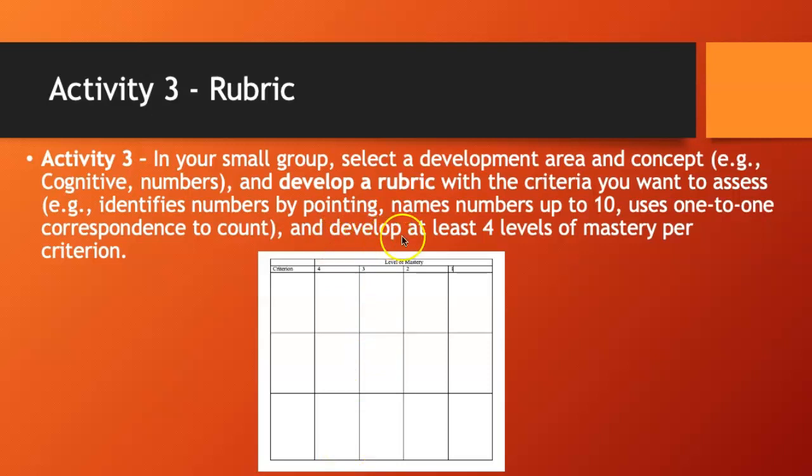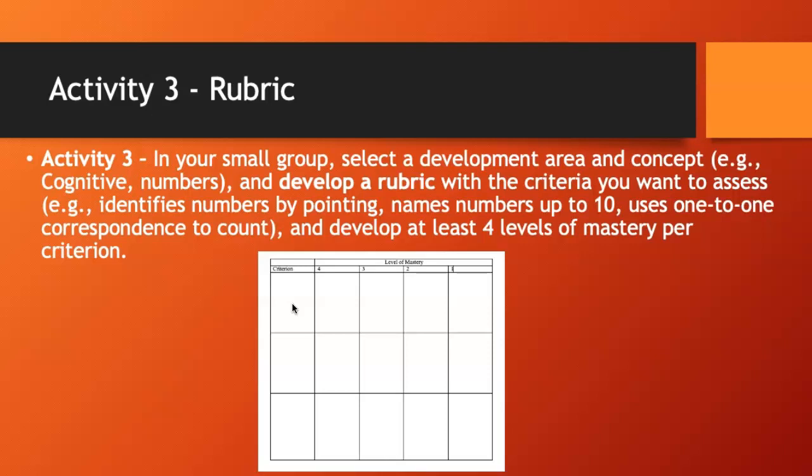And then I would write what level 3 looks like for identifies numbers by pointing, what level 3 looks like for names numbers up to 10, and for uses one-to-one correspondence. And then I would describe what level 2 and what level 1 looks like. So here we're using numbers that go from 1 to 4, where 4 is the highest level of performance and 1 is the lowest level of performance. So the farthest one from the actual criteria that I'm going to want to observe in the children.